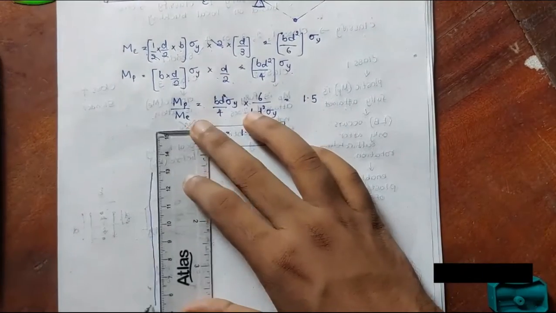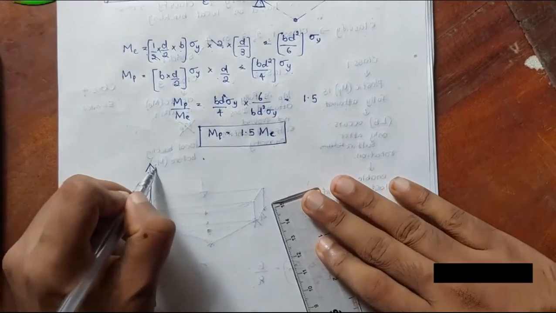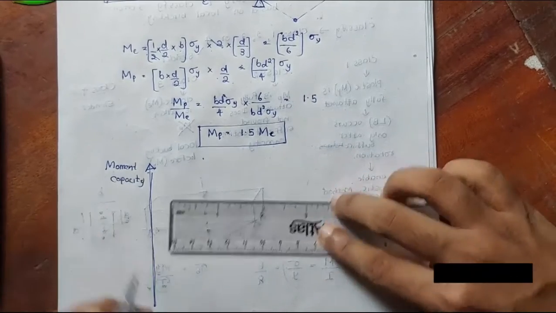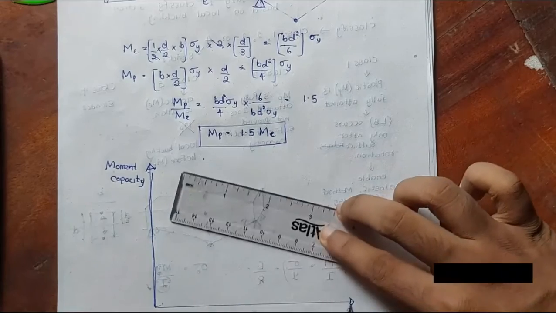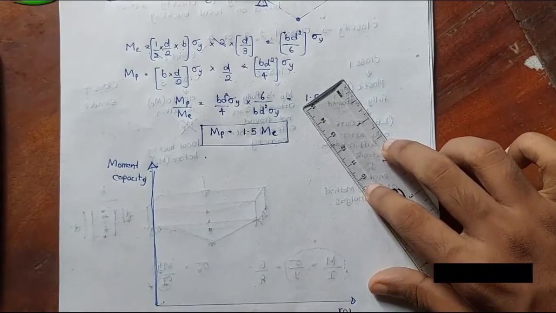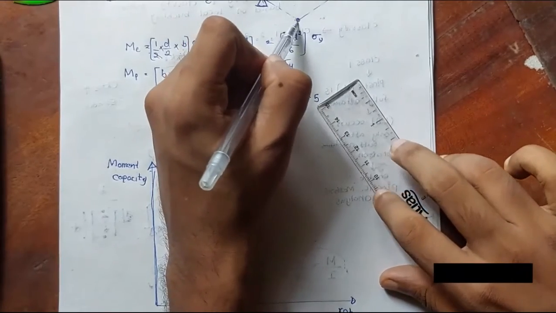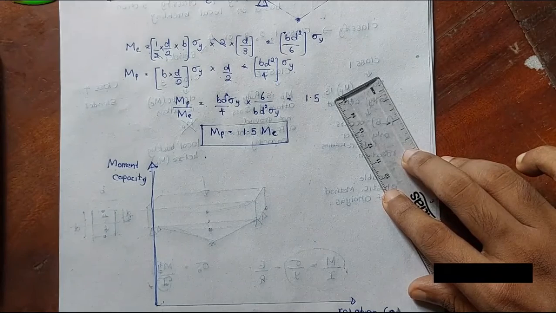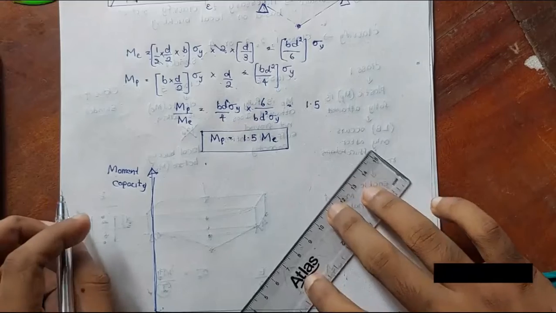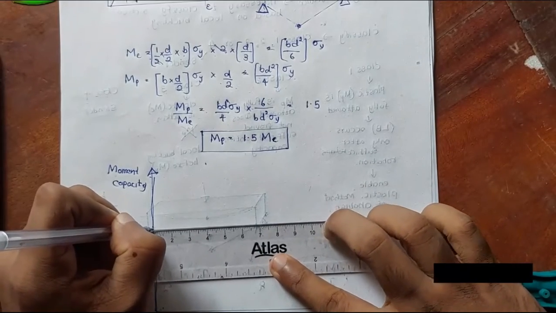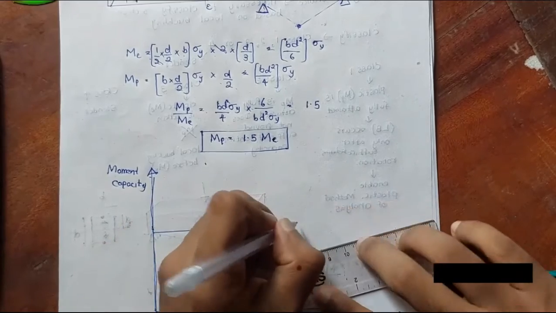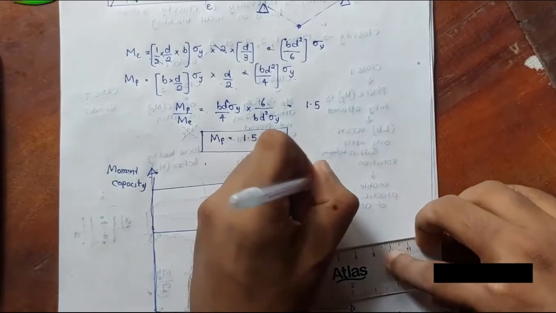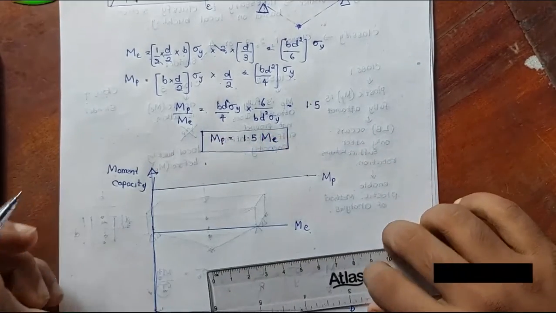What we need to highlight is, let's say those 4 sections are like this. This is your moment capacity, and this is your rotation in degrees. When fully plastic, the rotations occur. Let's call this the elastic moment capacity, ME, and this the plastic moment capacity, MP.